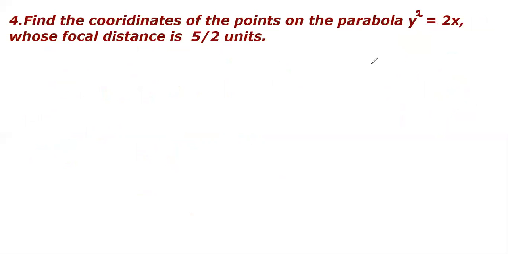Now here, the parabola y square means it is symmetrical about the x-axis. Like a parabola is there: this is y square equals 2x. Here the focal distance is given. Focal distance means from the vertex A to S, and this is given as 5 by 2. What is the focal distance formula?